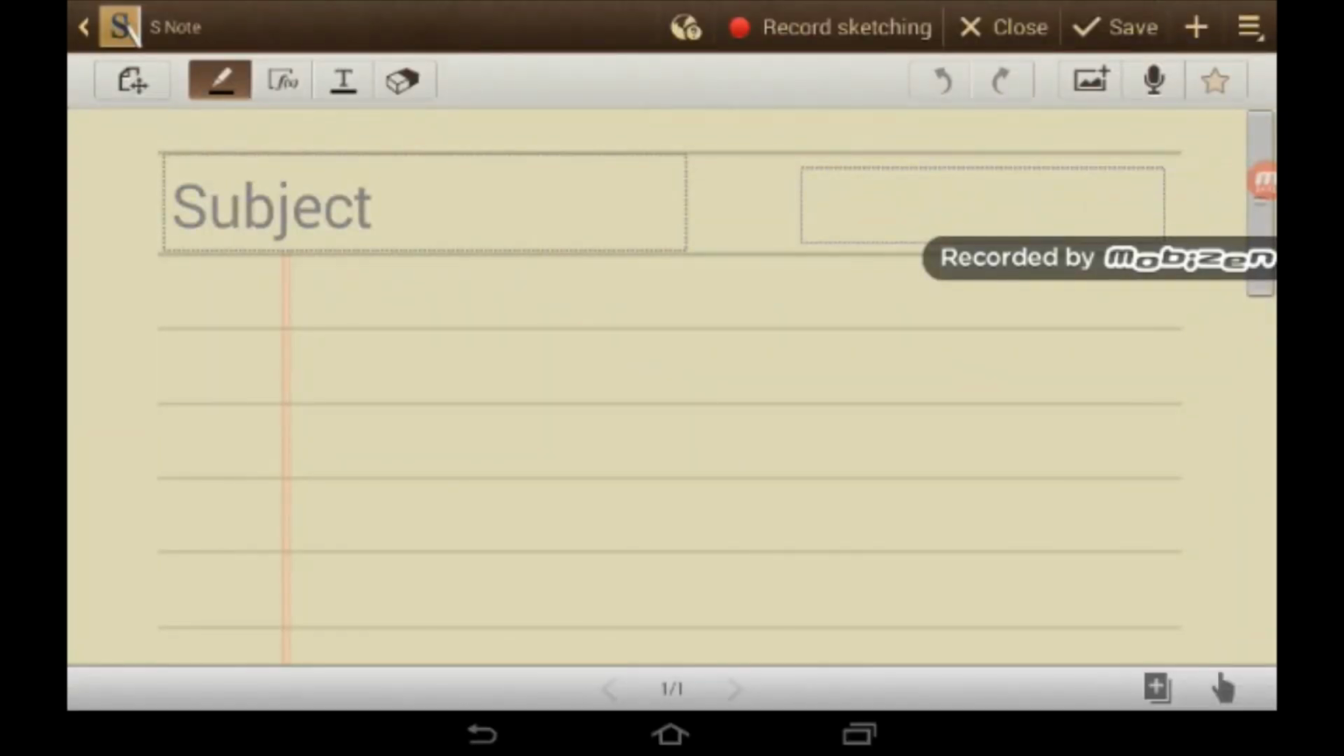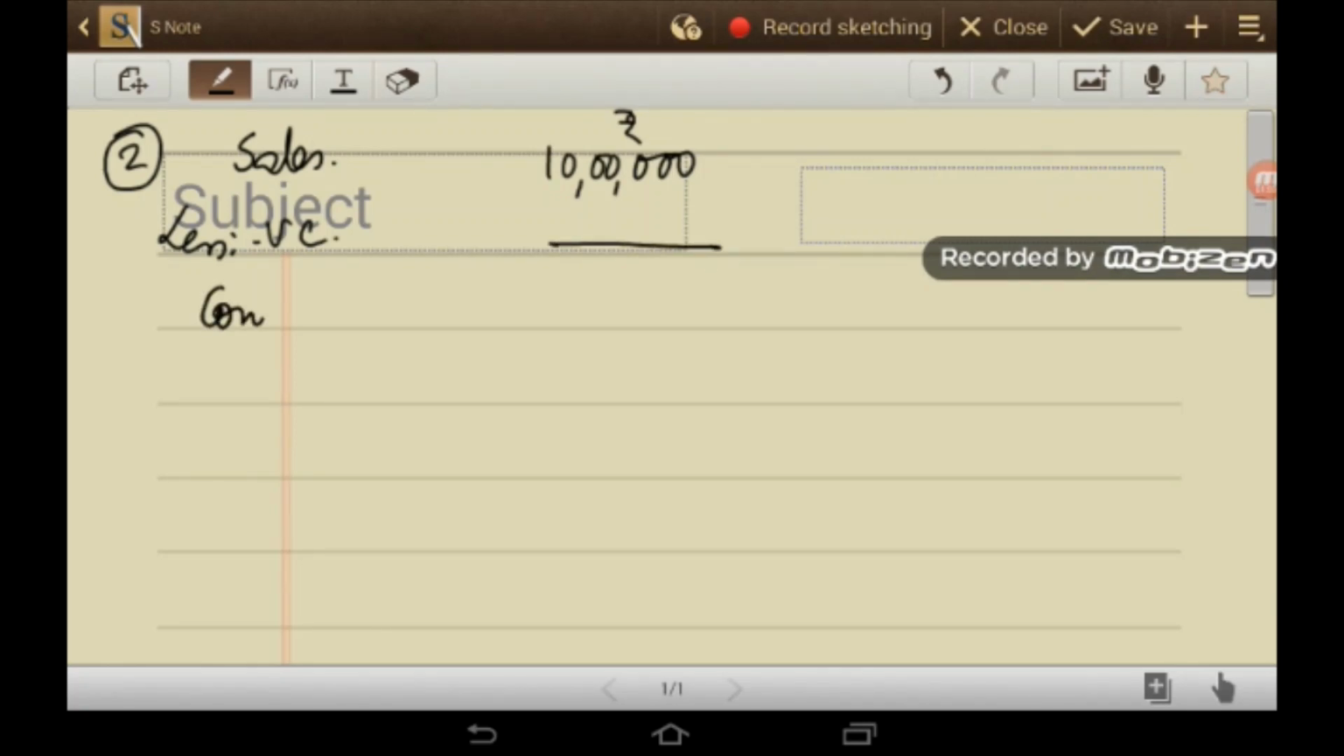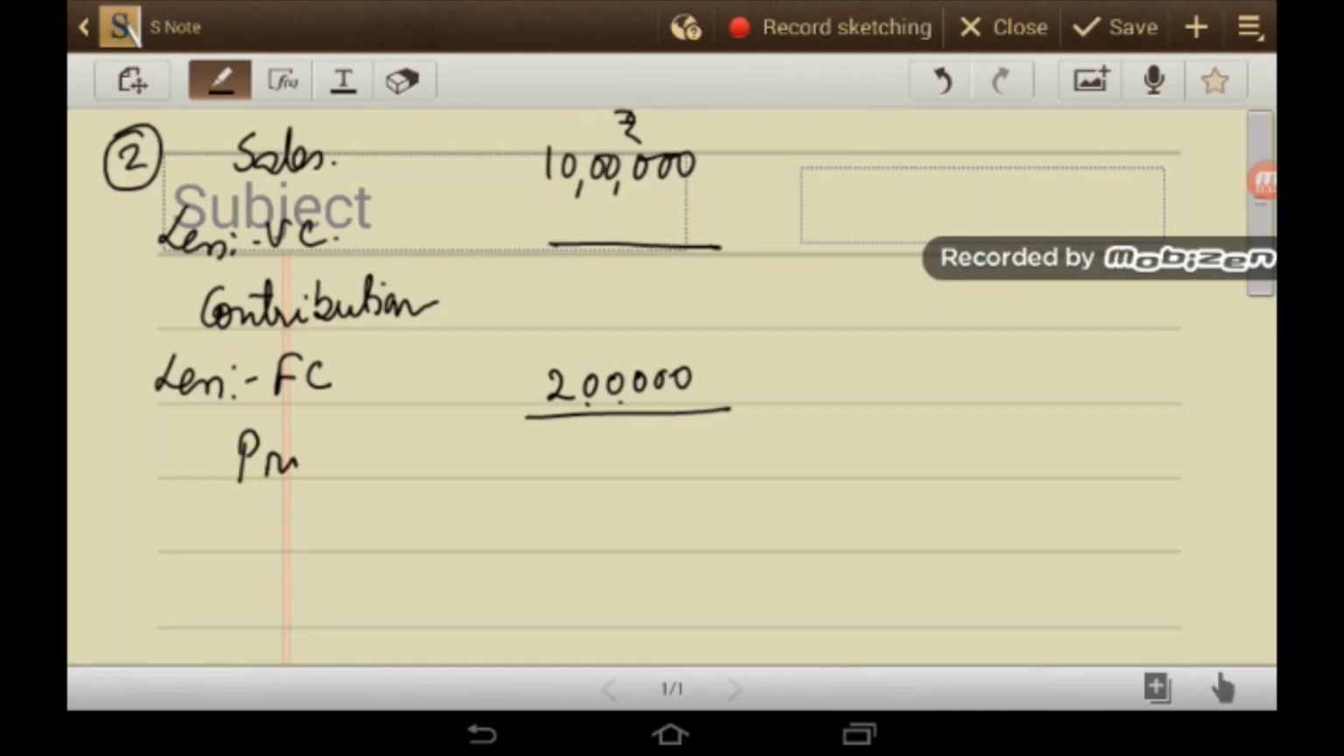In this type of problem, we have to make the income statement first. So it is given sales rupees how much? 10 lakh, less variable cost, we don't know, contribution not given, less fixed cost. So we have a fixed cost of rupees 2 lakh, this is given, and the difference of contribution and fixed cost gives the profit, which is given as rupees 2 lakh.